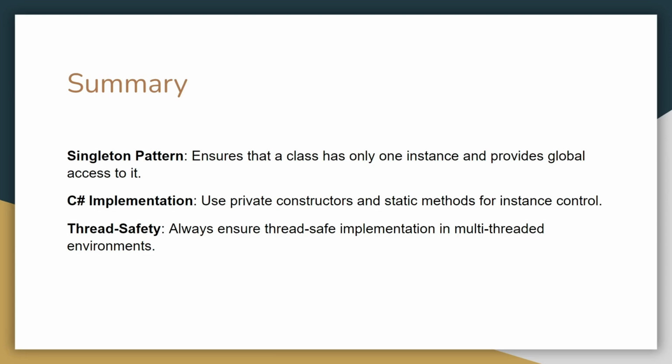We use a private constructor and a static method to make a class a singleton and to control the object creation. Next, we have thread safety, which ensures a thread-safe implementation in a multi-threaded environment. As we have already discussed, suppose 1,000 requests come at the same time, and just to make sure that only one instance is created, we use the lock and lazy techniques to prevent more than one instance. So this is called thread safety.